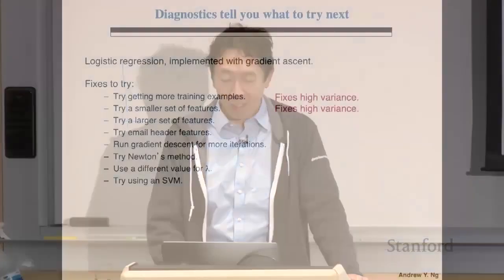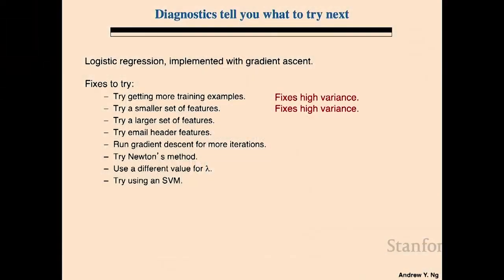Okay. So try a small set of features that fixes a high variance problem, right? And one concrete example would be if you have this data set and you're fitting a 10th order polynomial and the curve oscillates all over the place, that's high variance. You could say, well, maybe I don't need a 10th order polynomial.